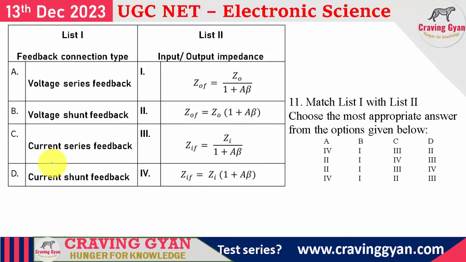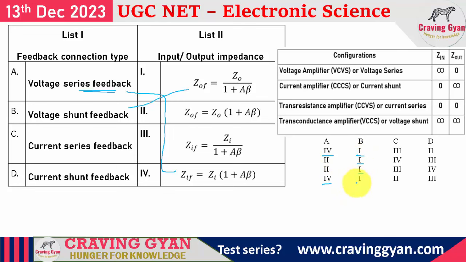In the 11th question, what they're telling is, again, go for match the following. We know that in the case of voltage series negative feedback, you'll be having the highest input impedance, nothing but with feedback, it will be Zi into 1 plus A beta, where A is the forward path gain, and beta is the feedback factor. Similarly, in the case of voltage shunt feedback, Z0F, which equals Z0 divided by 1 plus A beta, you're going to get. So for B option, all the things are same. So the option that is left for you is option A or option D.